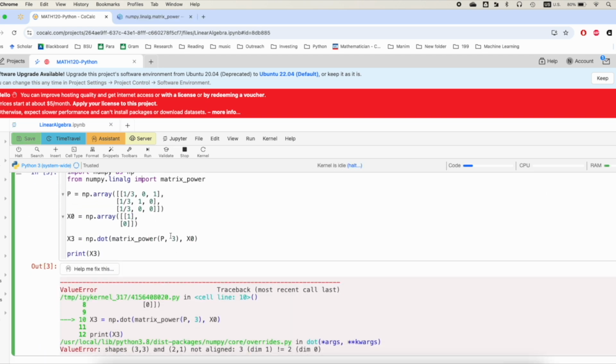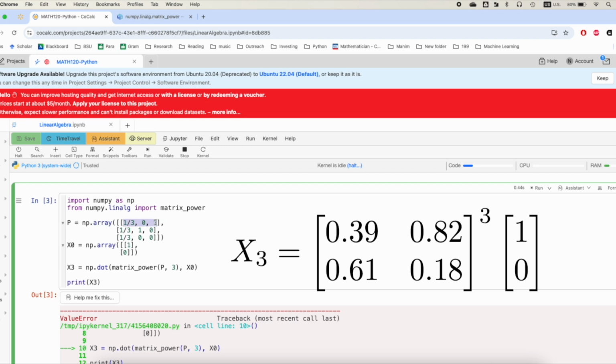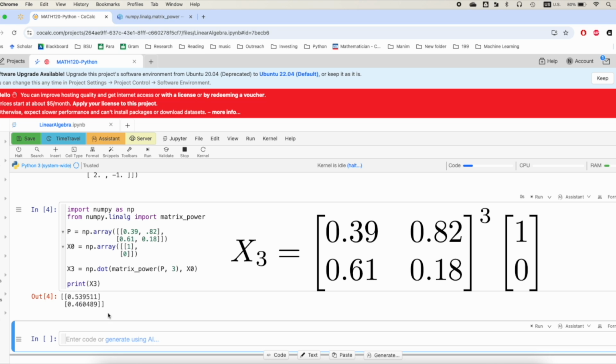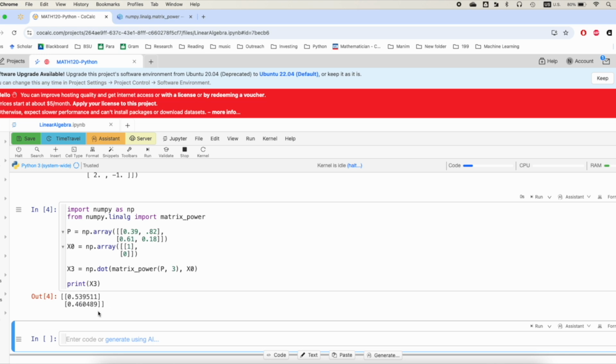So we get an error here because I forgot to change the entries of the matrix of transition probability. For my problem, I have 0.39, 0.82, and then I just have the 2x2 matrix. Here in the second row, I have 0.61, 0.18. So that should work for us. This is the result that you're going to get when you calculate x sub 3.